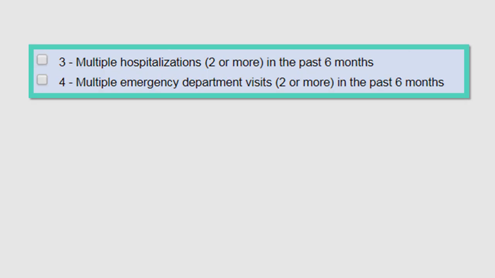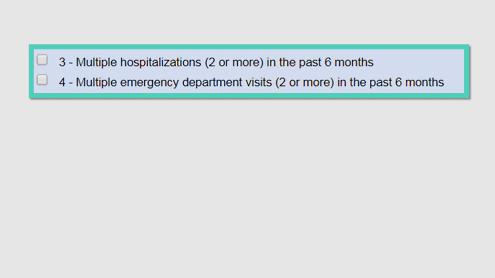Responses 3 and 4. Multiple hospitalizations, 2 or more, in the past 6 months, and multiple emergency department visits, 2 or more, in the past 6 months. This information should be obtained within the patient history and physical, as well as other medical records. And of course, interviewing the patient and caregiver is also necessary to obtain all the information.